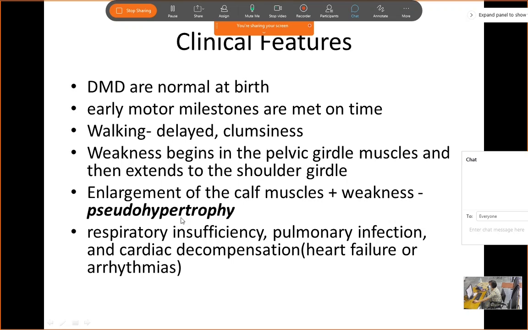When there is enlargement of the calf muscles because of the replacement of the skeletal muscle by the fibrofatty tissue, it is known as pseudo-hypertrophy. And many of these patients, as they grow older, by the time they reach early childhood, they start to have a problem with respiratory insufficiency because the diaphragmatic muscle may be involved. It starts being replaced by fatty tissue. So respiratory insufficiency, when there is not proper respiratory movement, pulmonary infection is probable in such cases, and it may lead to cardiac decompensation, heart failure, or arrhythmias.